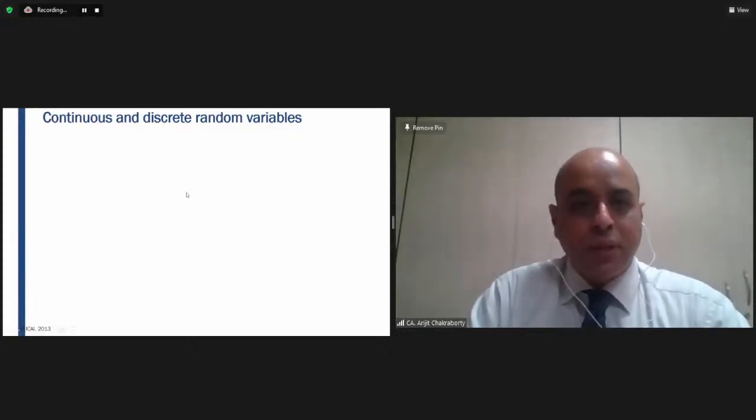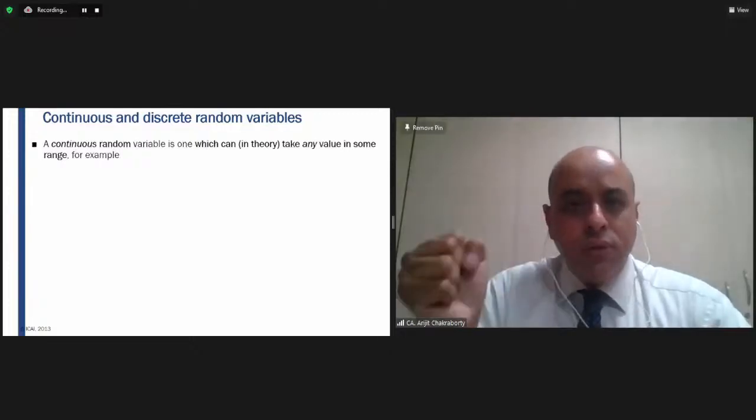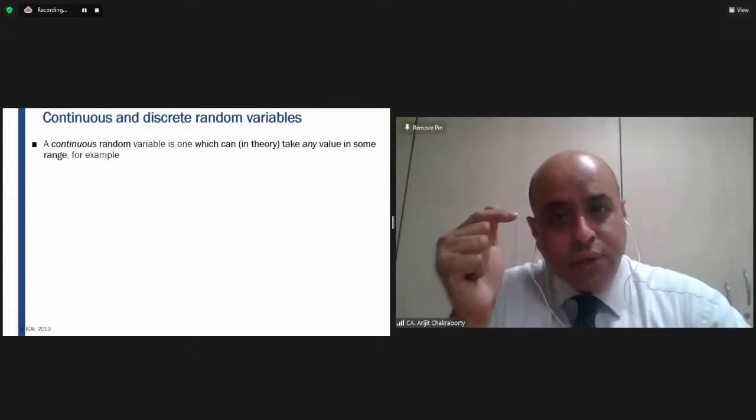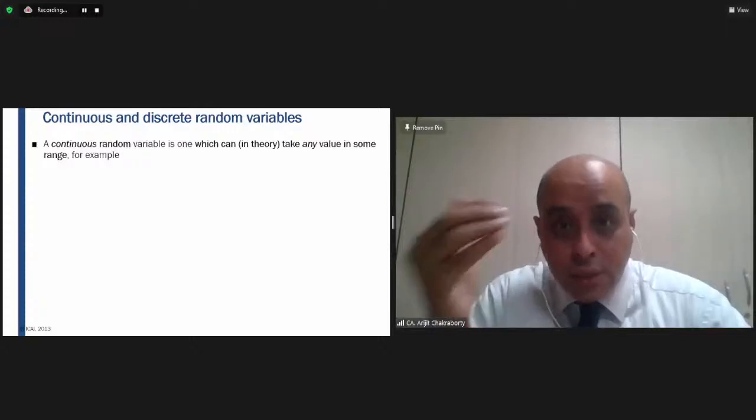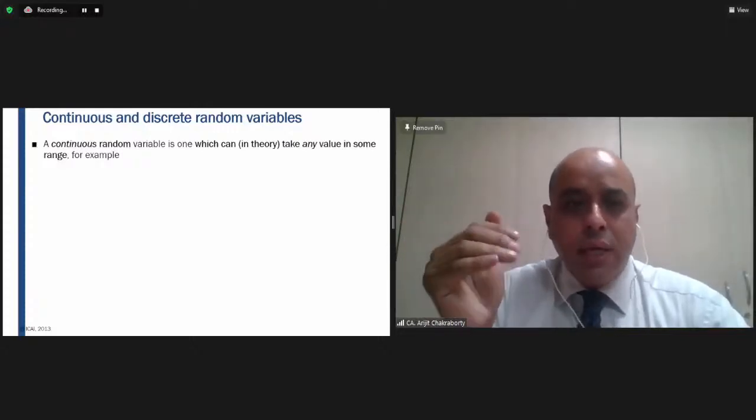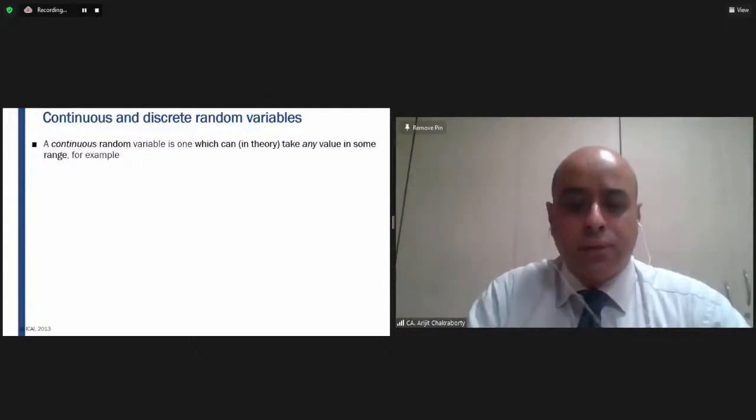This is a vital concept which we need to understand. Now, a continuous random variable is one which can take any value within a defined range, right? So please focus on the presentation slide and try to understand these important concepts. A continuous random variable means it can take any value within a defined range.